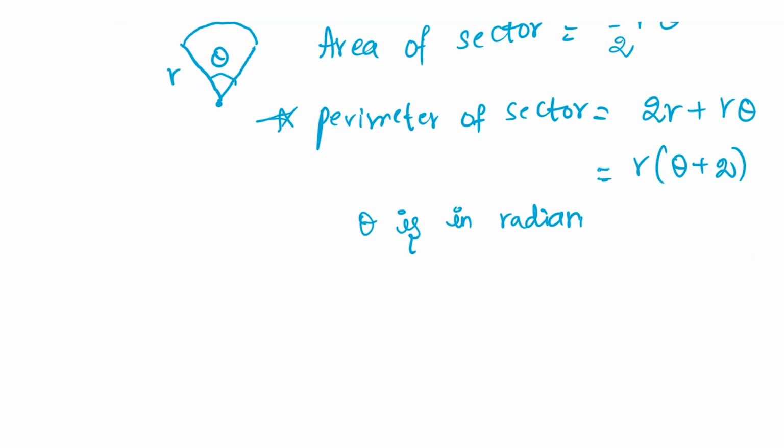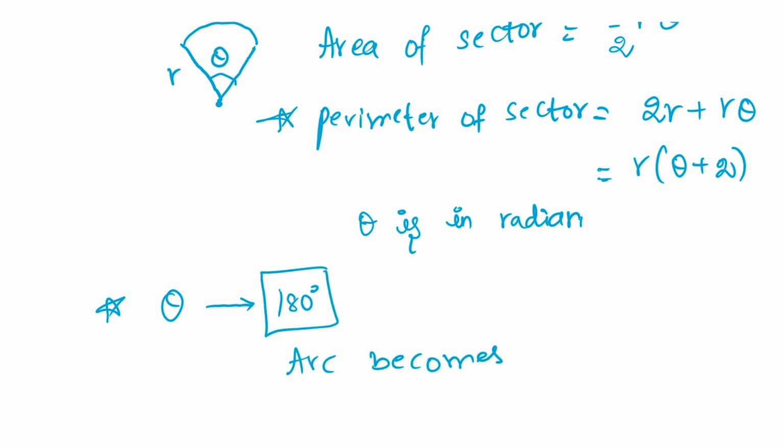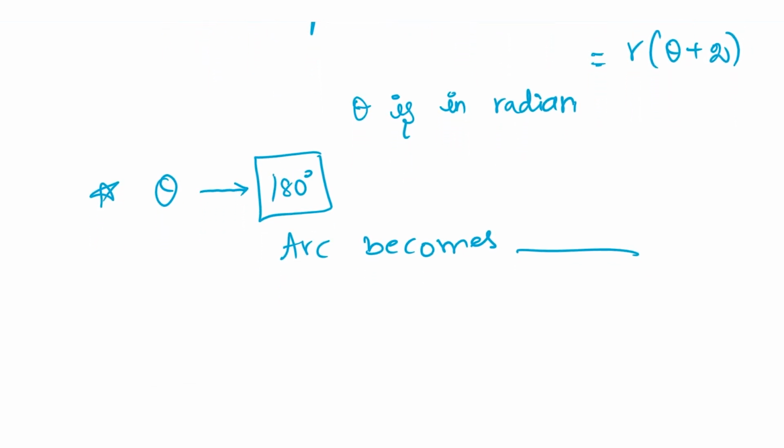Okay, let's use some imagination. Theta is the angle at the center, right? Let's say this angle increases and becomes 180 degrees. The angle at the center is increasing. When the angle becomes 180 degrees, it becomes a semicircle.